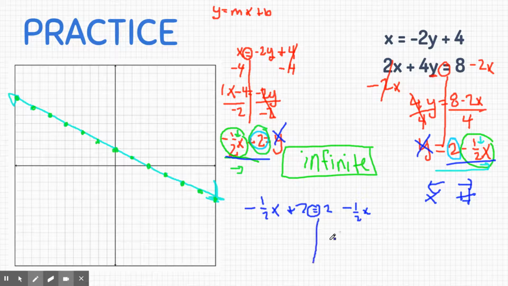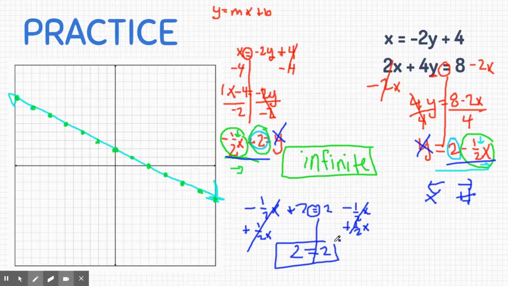numbers. So if I'm bringing my x's to the left, I have to get rid of this one by adding 1/2 because that's the opposite of subtracting 1/2 x. So plus 1/2 x here, plus 1/2 x here. A negative plus a positive 1/2 cancels out. A negative plus a positive 1/2 cancels out. So now I have 2 equals 2, which we know means that we have infinite solutions.